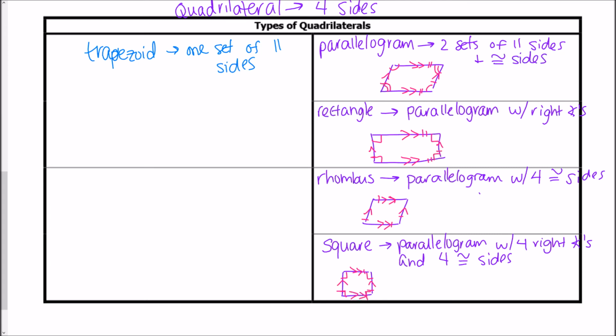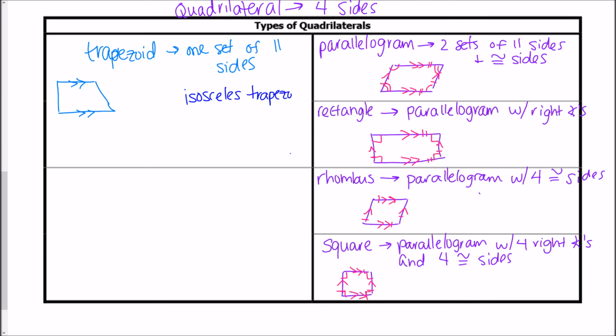And in a trapezoid, the sides do not have to be congruent to each other. So here's an example of a trapezoid that we have here, where this side is parallel to this side. Okay, now we could also have a specific type of trapezoid called an isosceles trapezoid.